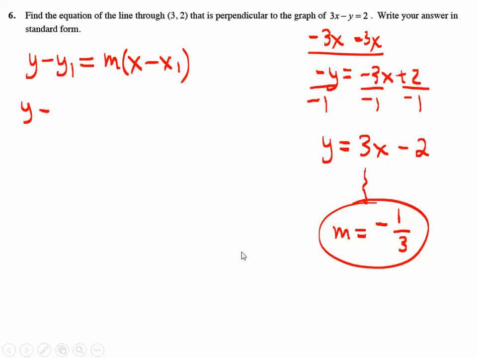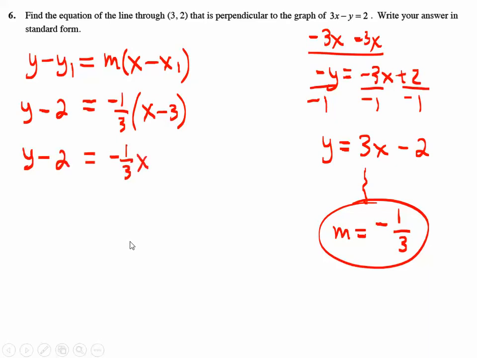All right, plugging things in here. Looks like a 2 goes in for the y1 value, the negative 1/3 for the m, and a 3 for the x value. And again, this whole concept of multiplying through or distributing the negative 1/3 gets you negative 1/3 x. And then let's see, negative times the negative is a positive. And 1/3 times 3, it's a 1. The 3's will cancel. A little bit different now here.